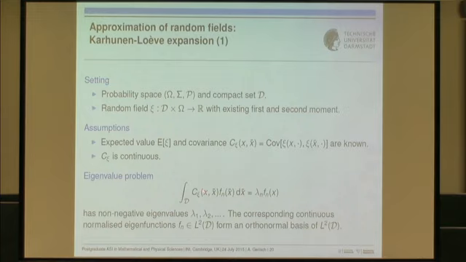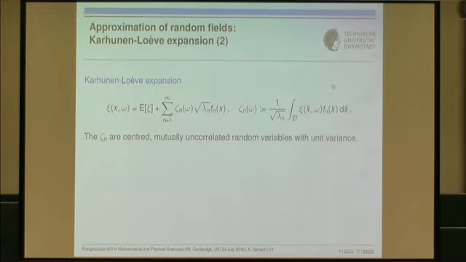And this covariance function should be continuous, and then you can write down an eigenvalue problem with this covariance function over your spatial domain D, and this has non-negative eigenvalues and corresponding continuous normalized eigenfunctions F_n, so lambda 1, 2, 3, and F1, F2, F3, and they form an orthonormal basis of the L2 space. And the Karhunen-Loève expansion now says you can write your random field as the expected value plus an infinite sum, where you have a random variable theta n, and then you have a deterministic part, the square root of your eigenvalue times the deterministic eigenfunction.